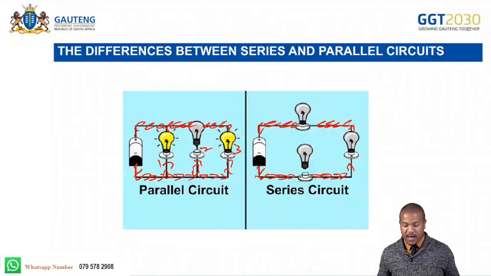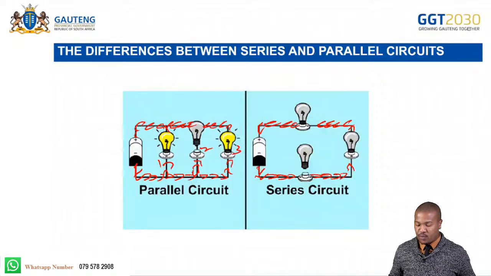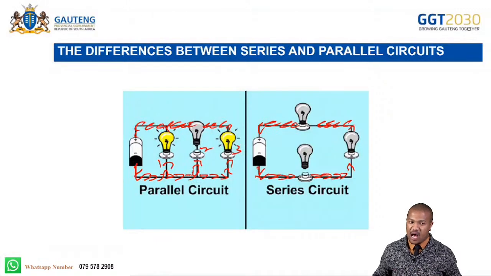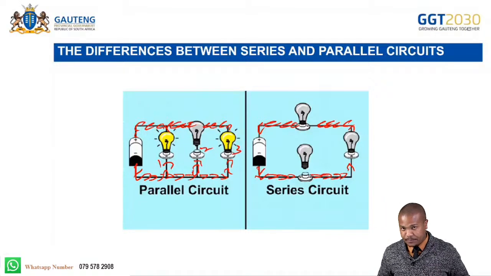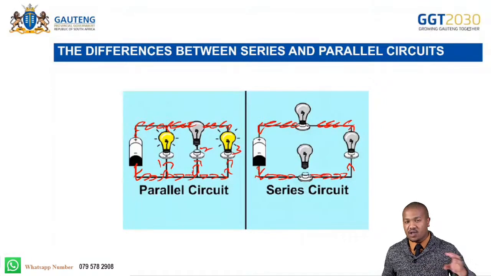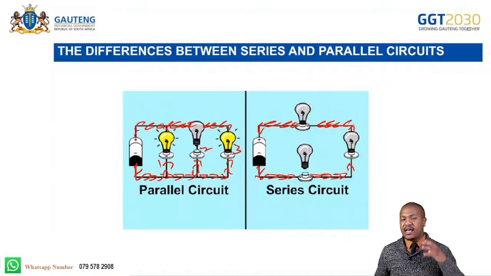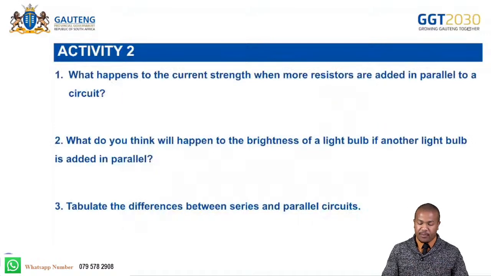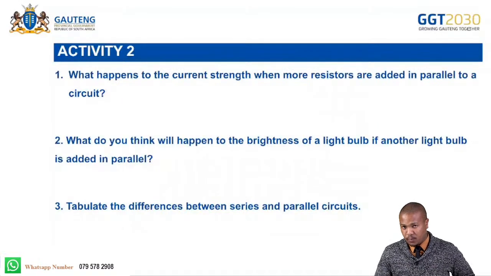Are we together? And also in a series circuit, when you remove one component, the whole circuit dies out, right? The whole circuit becomes dark, or the whole circuit stops working. But in a parallel circuit, when you remove one component, the rest of the circuit is able to work because each component has its own branch, right? So now let's quickly move on to our activity 2.